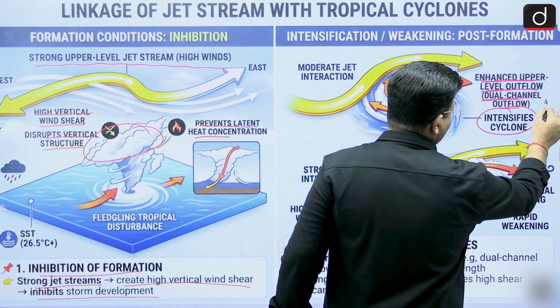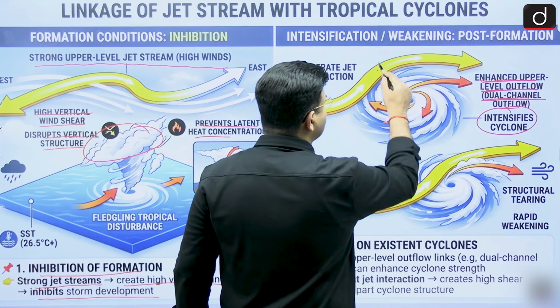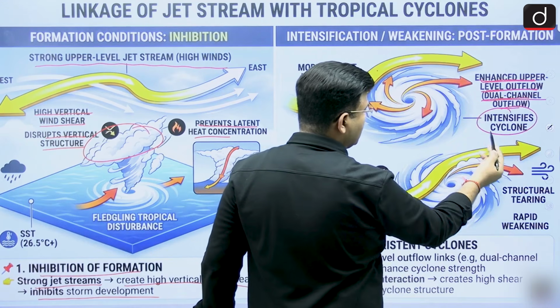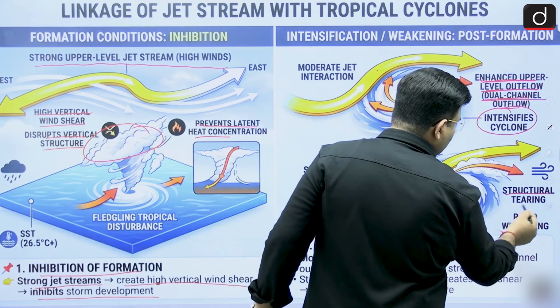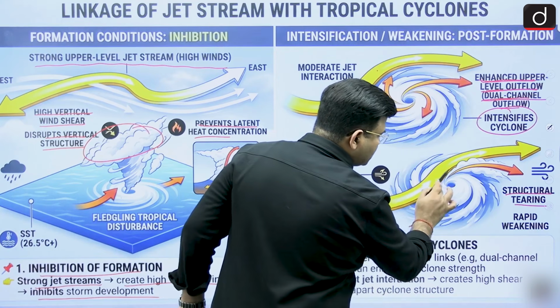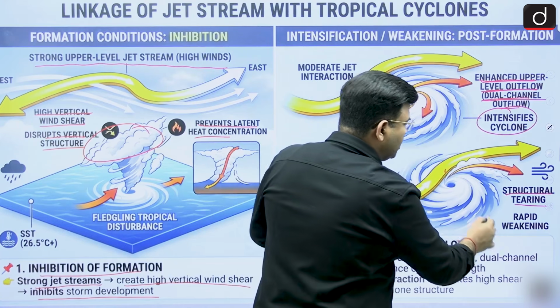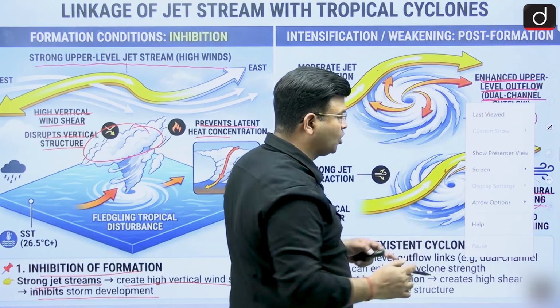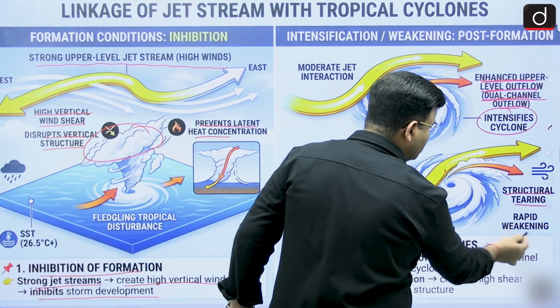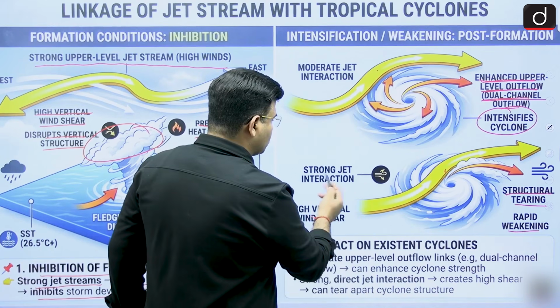Enhanced upper level outflow, dual channel. Here it is, this is outflow. It is a dual channel and it will cause structural tearing, meaning this outflow of the jet stream moving away will tear away the cyclone, and there will be the death of the cyclone, rapid weakening. You can say a strong jet extraction.